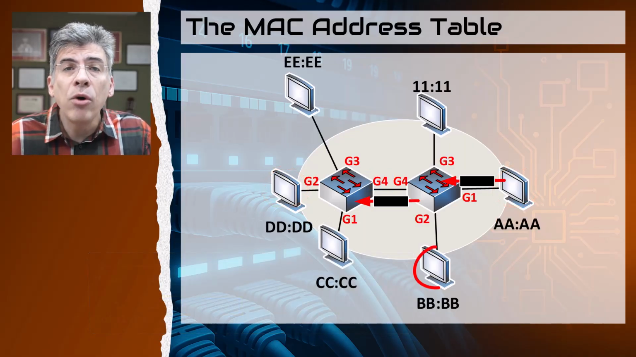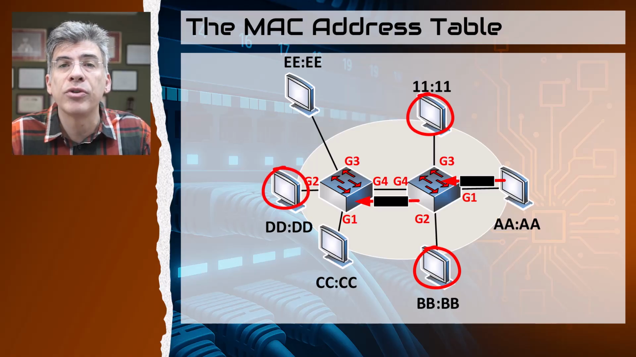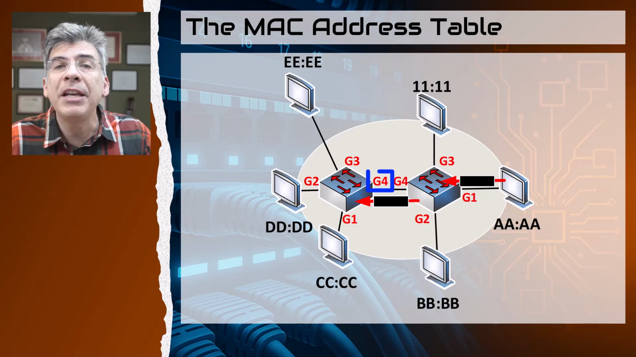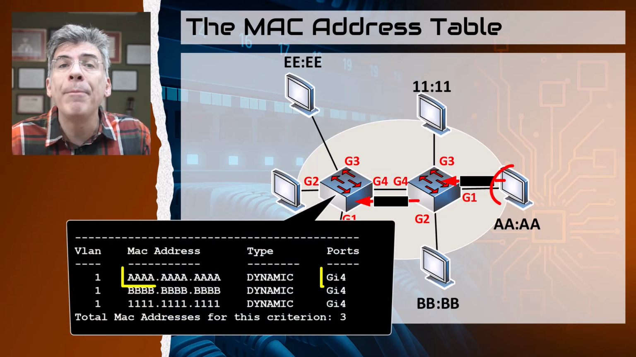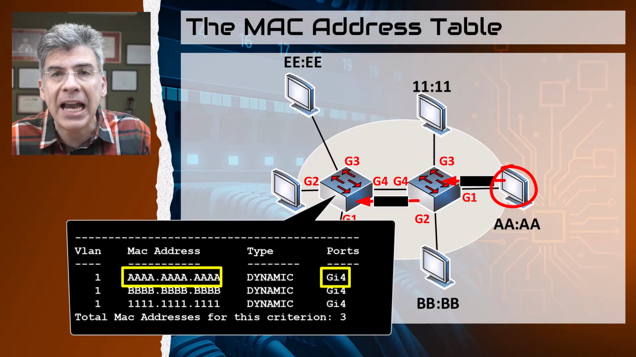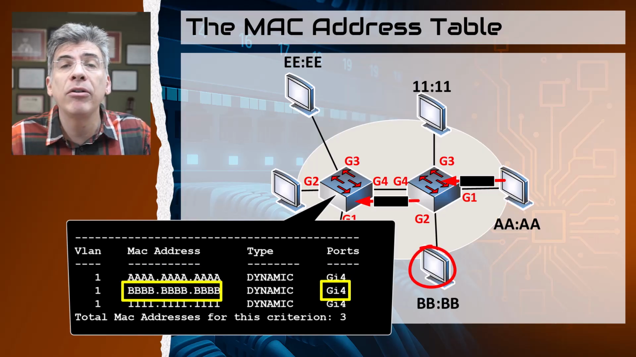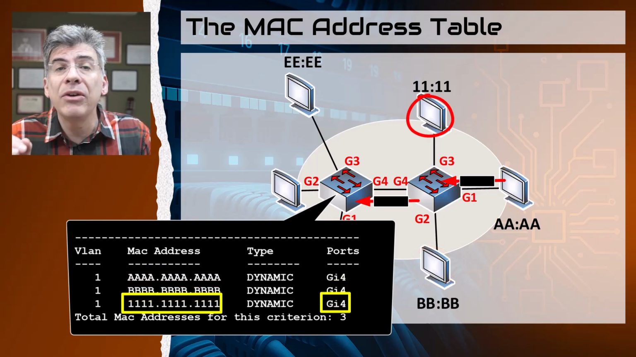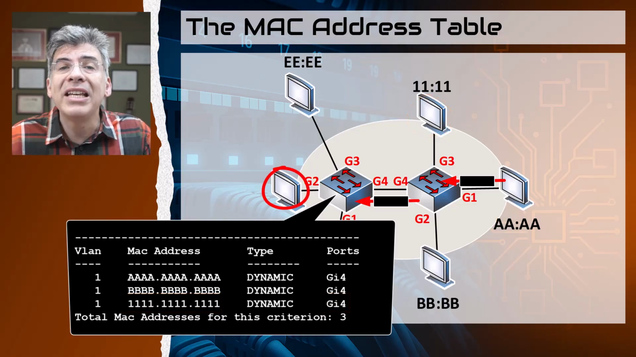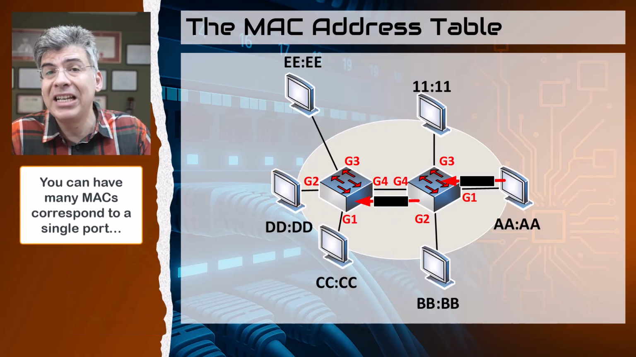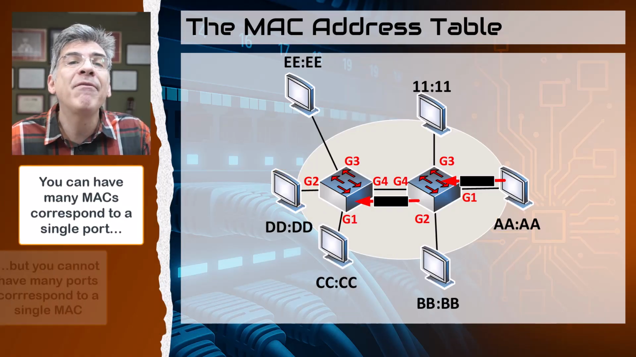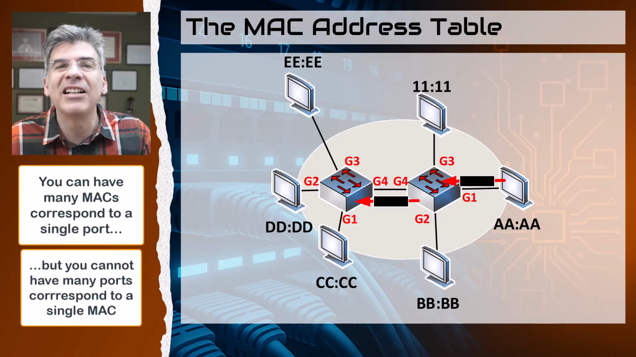Similarly, these hosts may also send traffic to this host, resulting in the same ingress of frames to Gigabit Ethernet 4 of this switch. The result is that one switch port may correspond to many MAC addresses, especially in a scenario like this one, where many hosts can reach this host here through this single ingress port. So it is possible to have many MAC addresses correspond to a single port, but you cannot have many ports corresponding to a single MAC address.